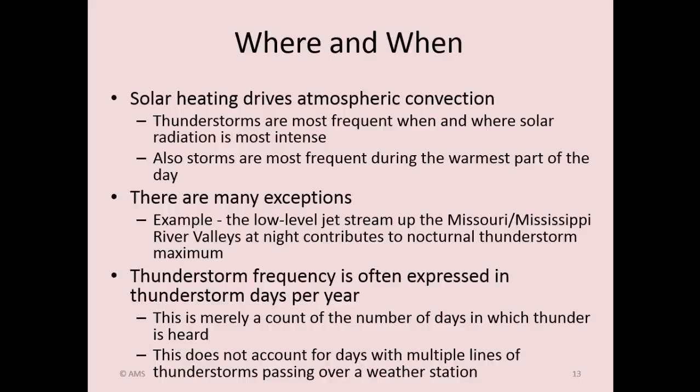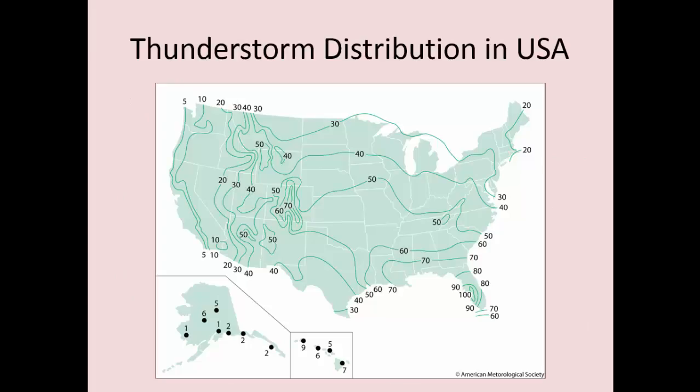Thunderstorm frequency is often expressed in thunderstorm days per year. In other words, we're going to look at a map that shows approximately how many thunderstorms occur in various locations in the U.S. You might ask, what is a thunderstorm day? All it is, if we hear thunder, that's a thunderstorm day. If we hear thunder 100 times during the day, that's still one thunderstorm day. So here is the thunderstorm distribution in the United States.